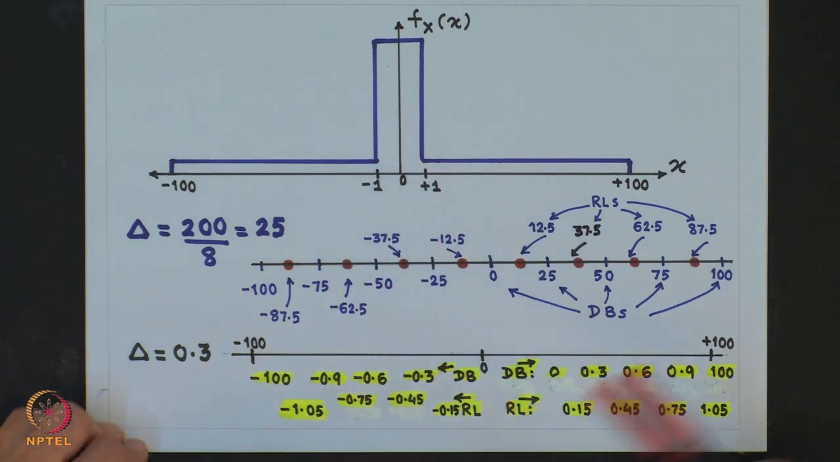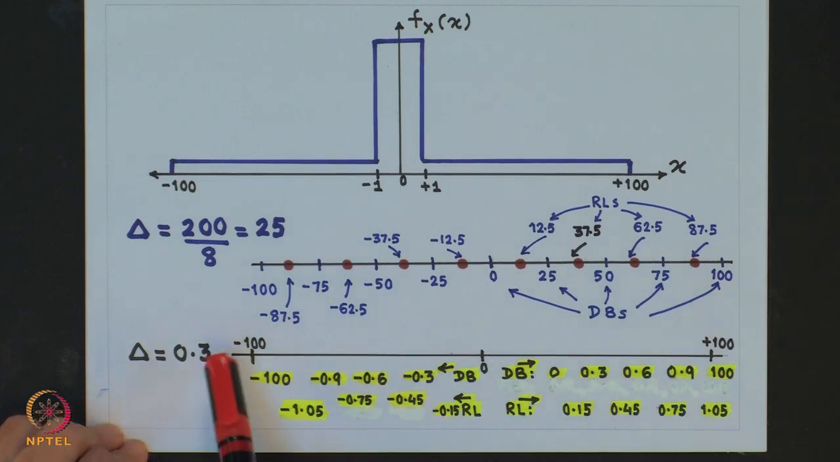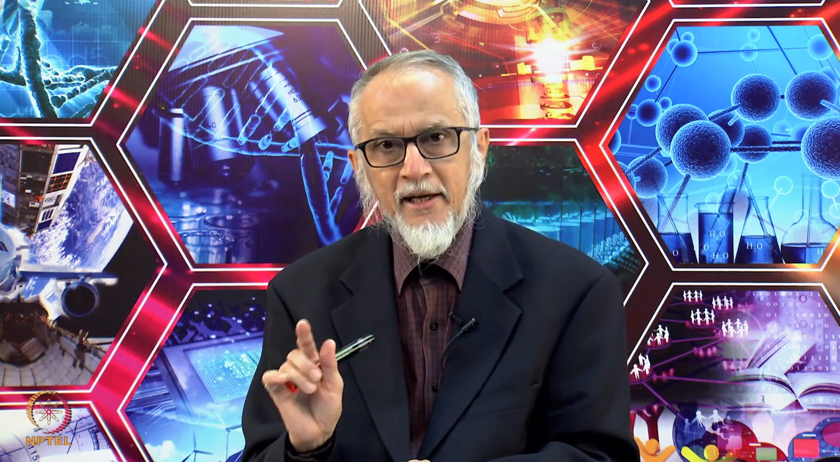So, now the next question is, how do we decide in general this value of delta? We have chosen 0.3. Suppose I had chosen 0.2 or say 0.4, what would happen? But the conclusion is that if the source PDF is not uniform, then it is not a good idea to obtain the step size by simply dividing the input range by the required number of quantization levels.